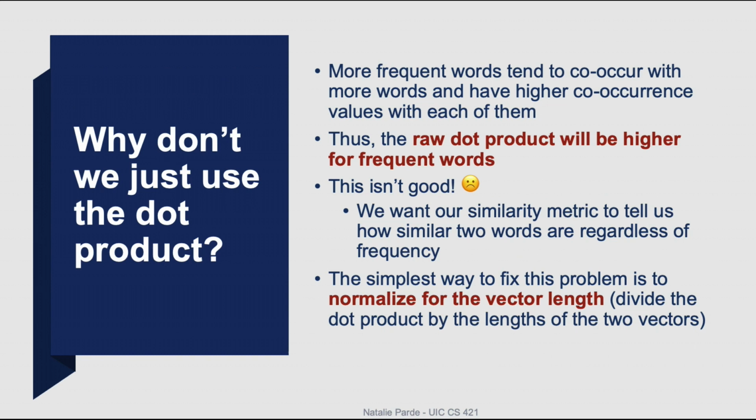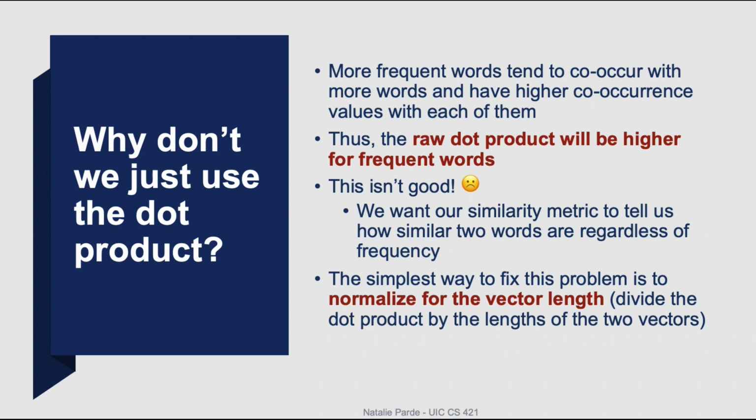Cosine similarity is more than just taking the dot product though, because if we just take the dot product, we would end up with deceptively high similarity values for frequent words. That's because frequent words naturally co-occur with more words than infrequent words, and thus would naturally have higher co-occurrence values with most words in raw form. We don't want that though because it adds noise. Instead, we want our similarity metric to tell us how similar two words are regardless of their frequencies.